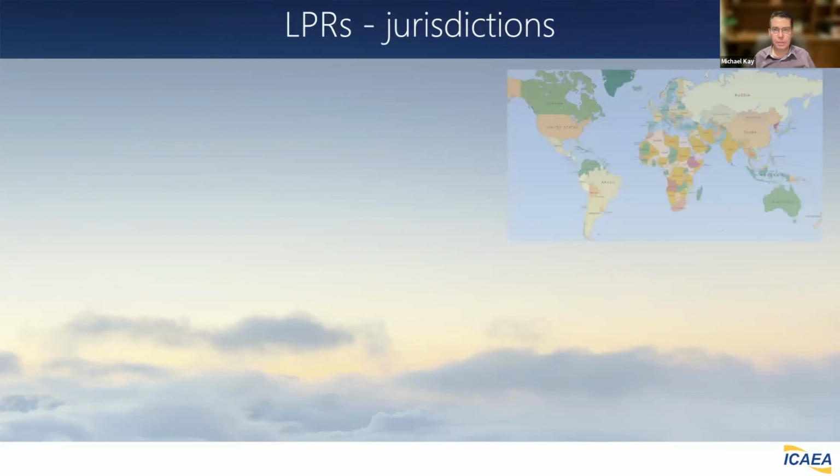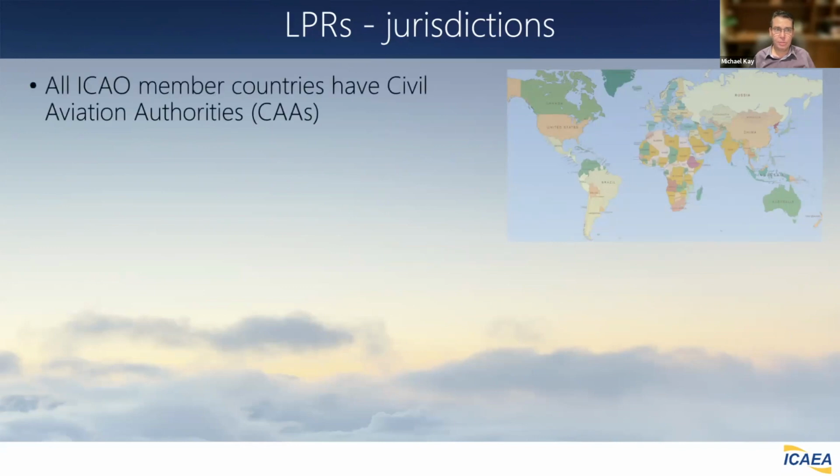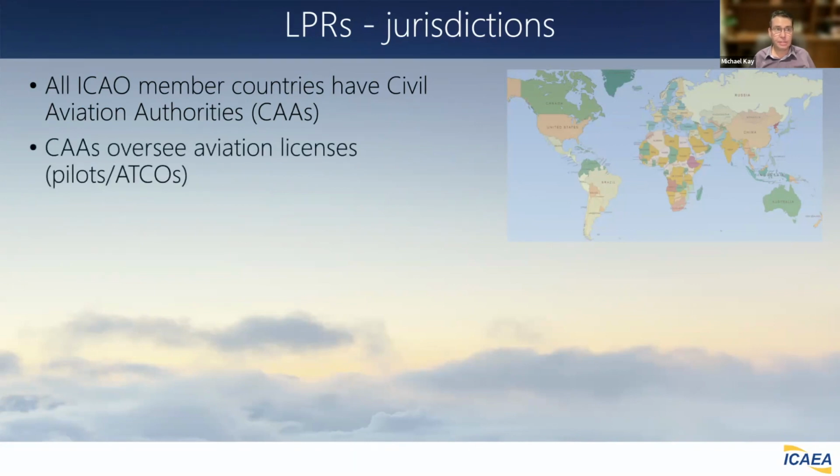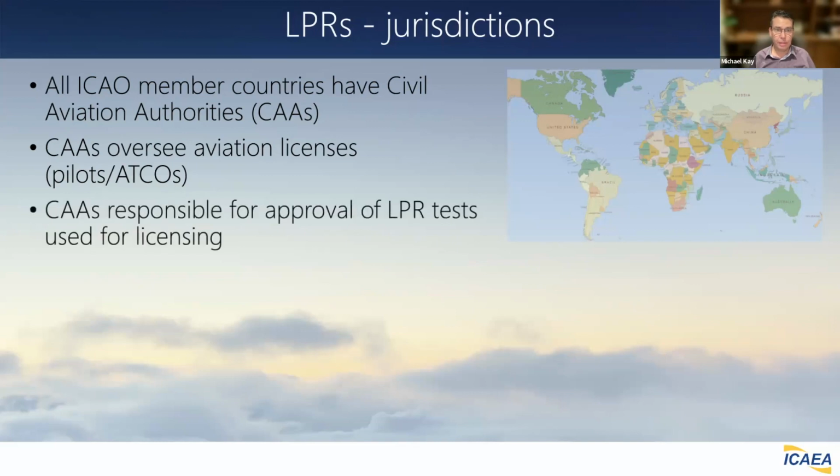But a little bit before we go into that, how are the LPR jurisdictions set up? So all ICAO member states or countries have civil aviation authorities. They're the governing body, if you like, for licenses. So the CAAs, Civil Aviation Authorities, they oversee anything to do with licenses for pilots and controllers. And that means, of course, they're responsible for selecting, approving, and auditing LPR tests.